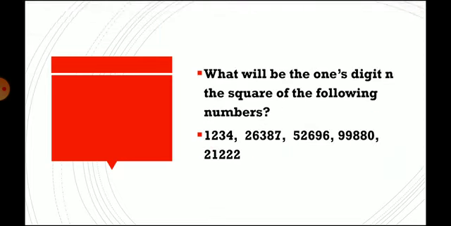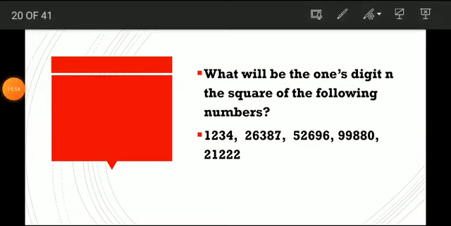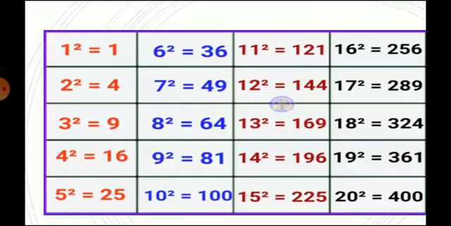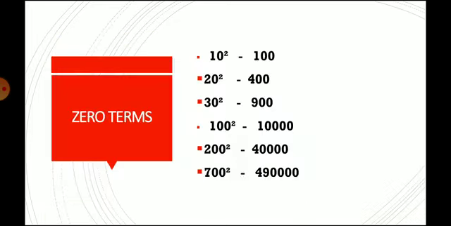What will be the ones digit of the square of the following numbers? Here is the 4, here is the 7, here is the 9, here is 0, here 2.